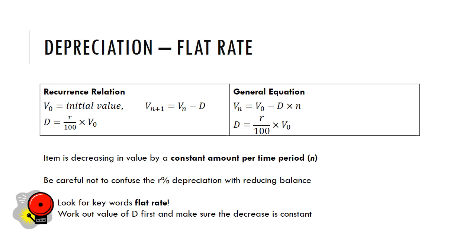Quite often the question will talk about a percentage of depreciation of the initial value, but please be really careful. Look for the words flat rate or look for a percentage decrease of the original purchase price, so that you're not confusing that with reducing balance depreciation. That's a common error. And so here we have our recurrence relation version and our general equation. So if we had to jump to the value after 10 years, I would be using this general version.